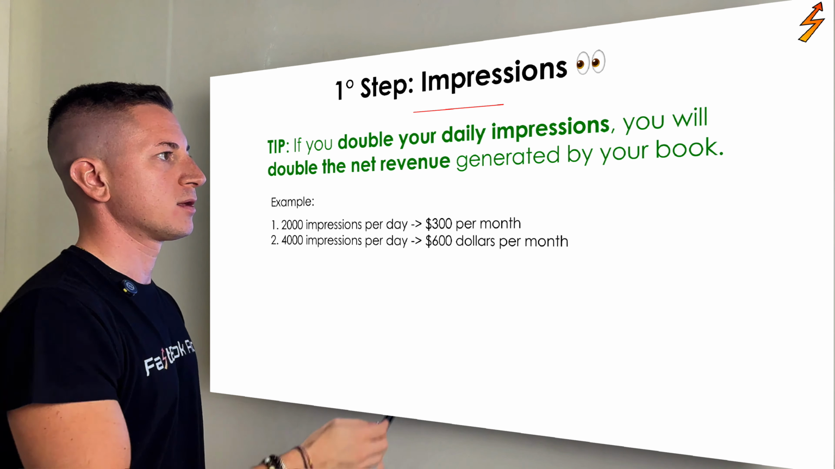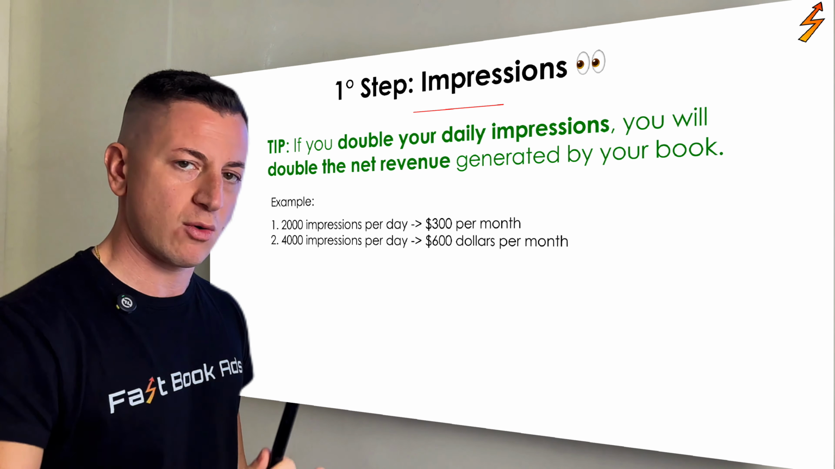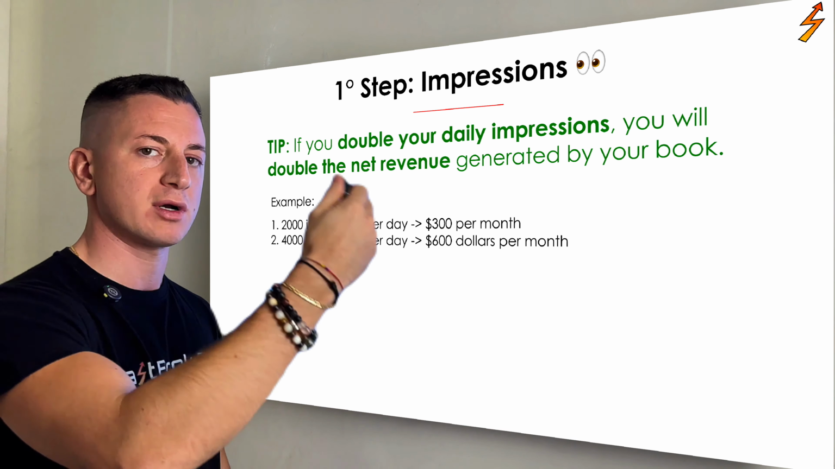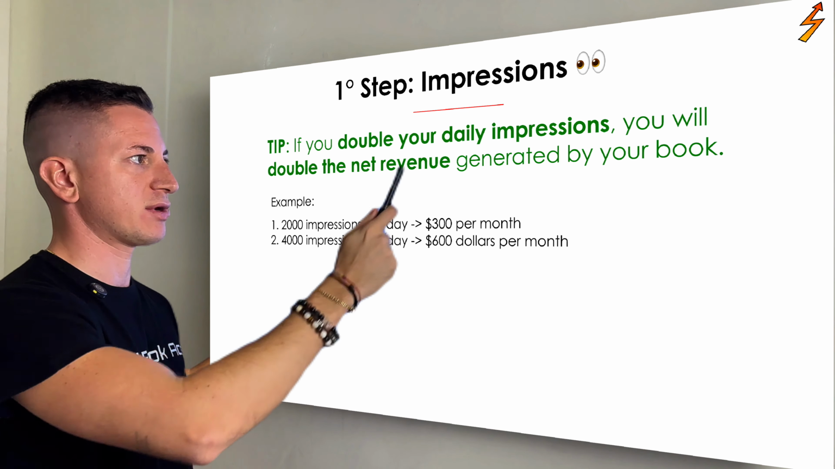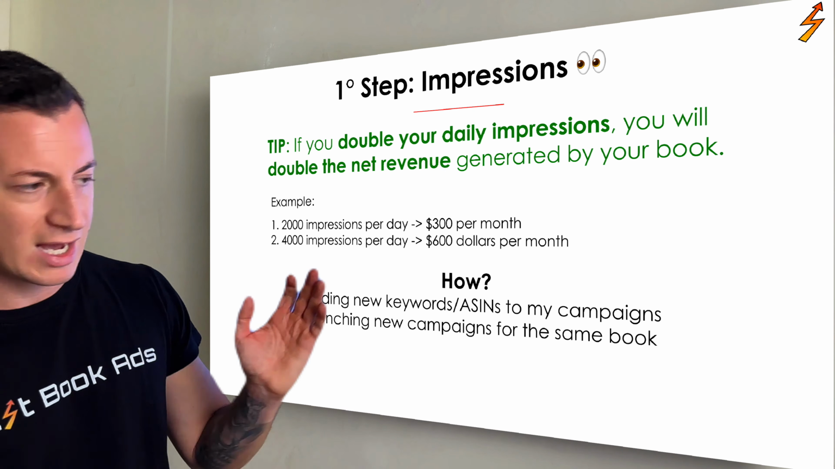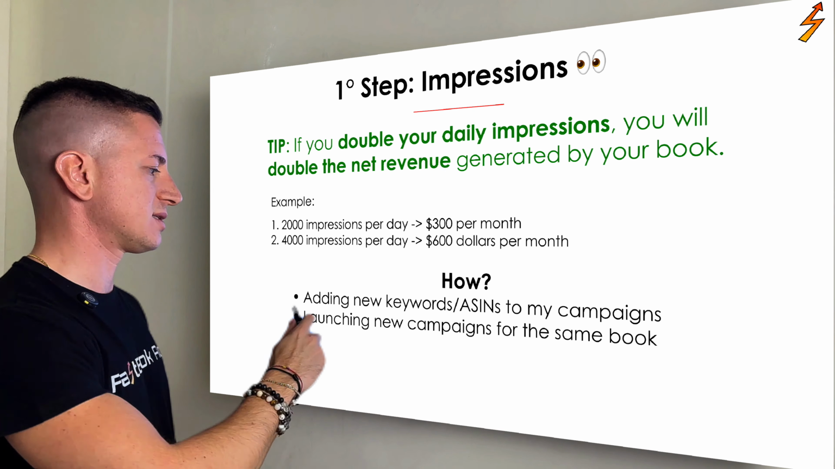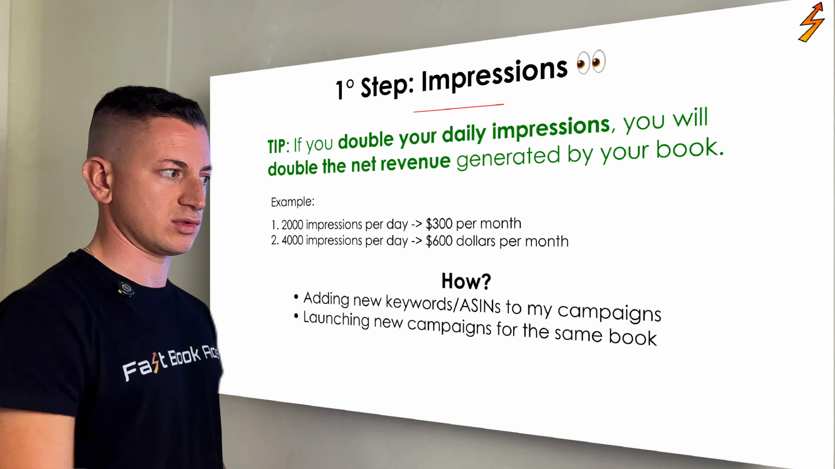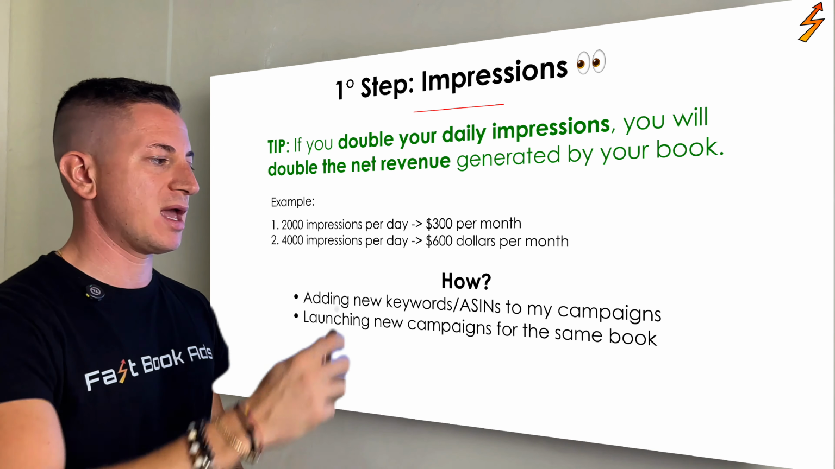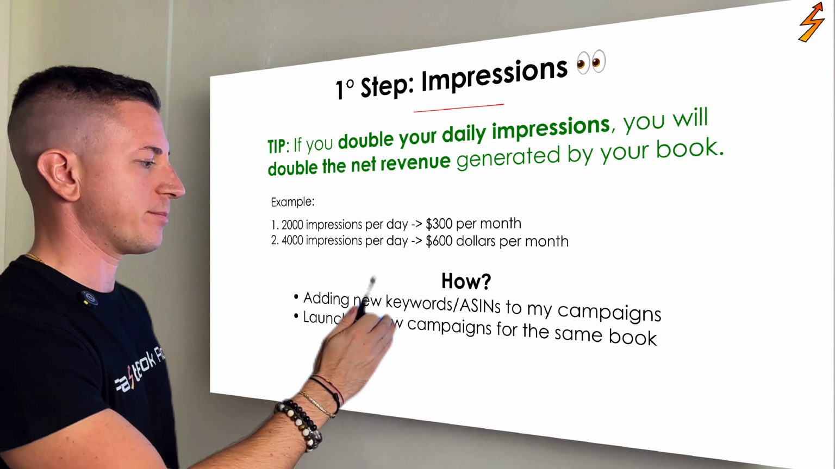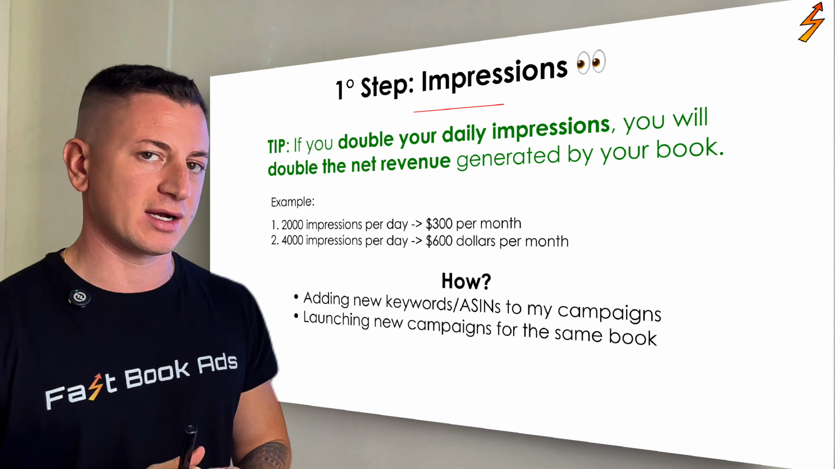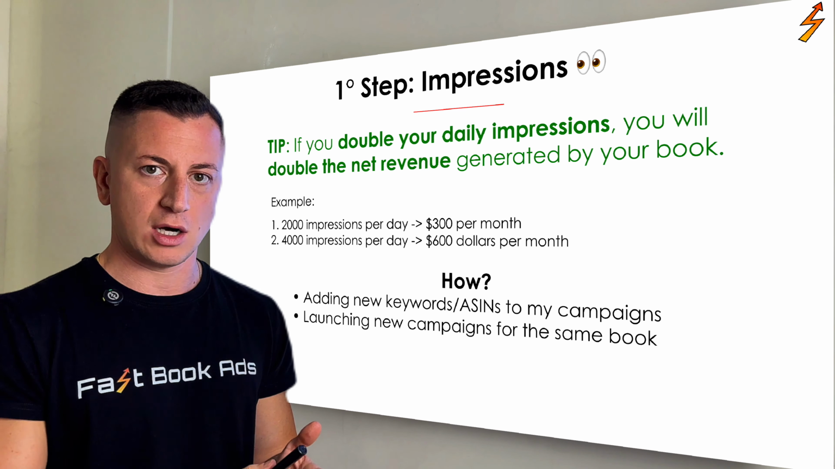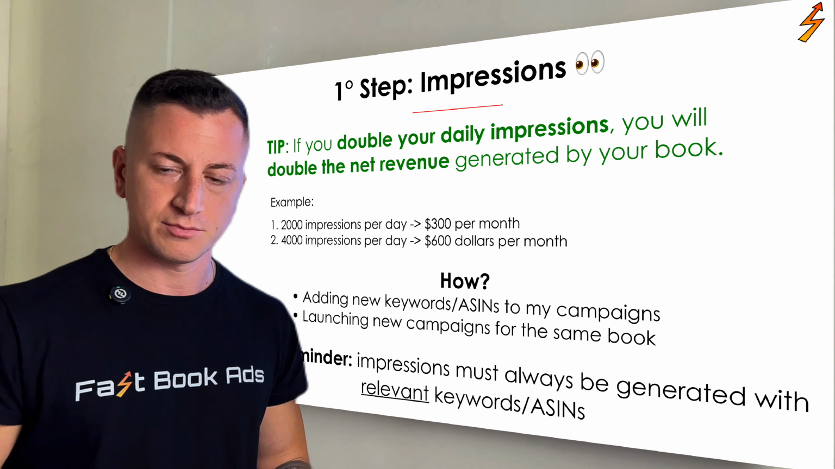So for example, if you improve your book, if you adopt our Amazon ads strategy to launch campaigns the right way, and you double your impressions, you will double the net revenue generated. How? I already told you, but for example, some spoilers: adding new keywords or ASINs to campaigns, launching new campaigns for the same book. With our strategies, we can reach 12 campaigns for each book, obviously if they generate a lot of money.